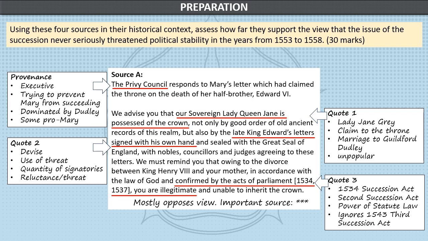Now I think that source A opposes the view. It does suggest that the issue of the succession threatened political stability. And I'm also going to note down and give it a star rating, maybe out of 3, for how important the source is. And I can use that when I'm discussing the source provenance.